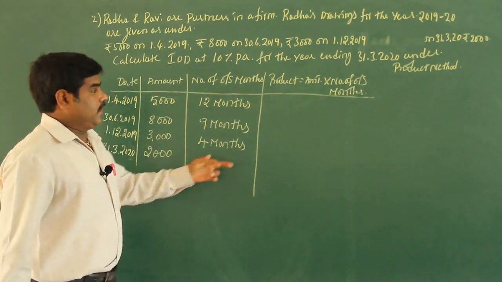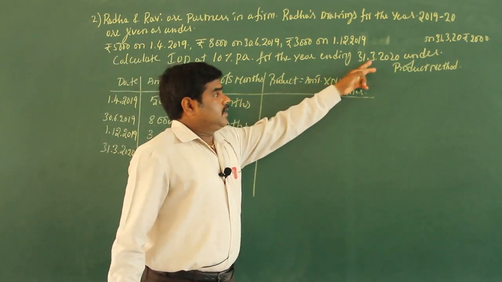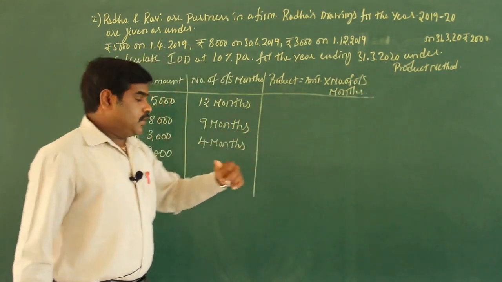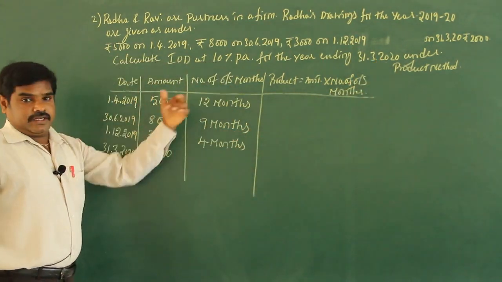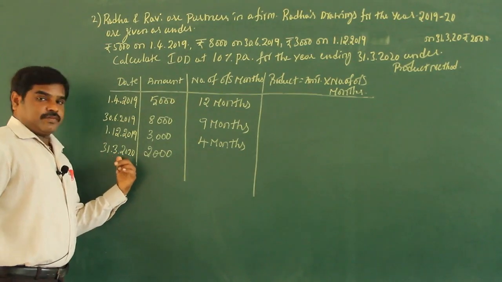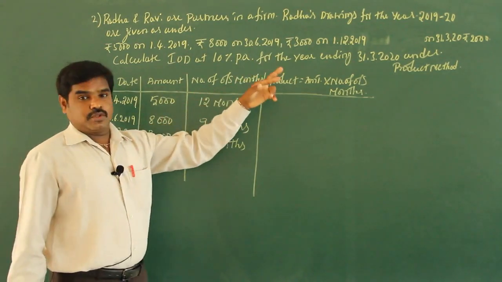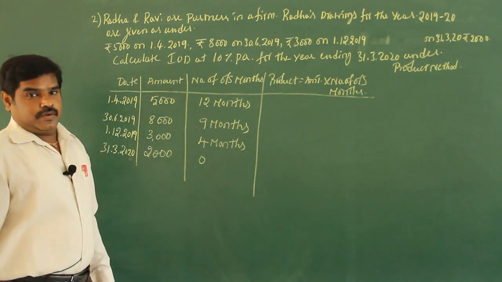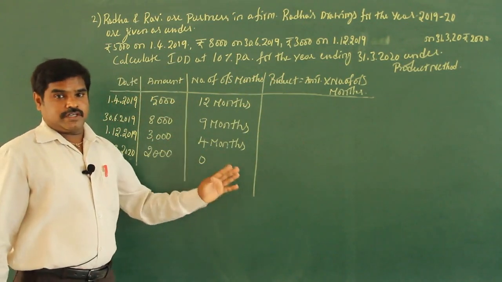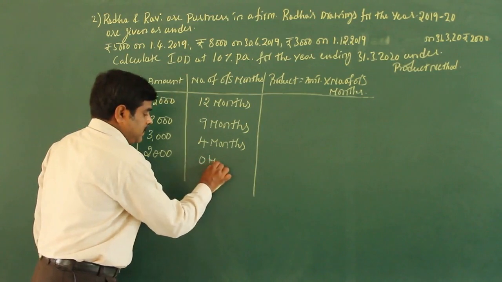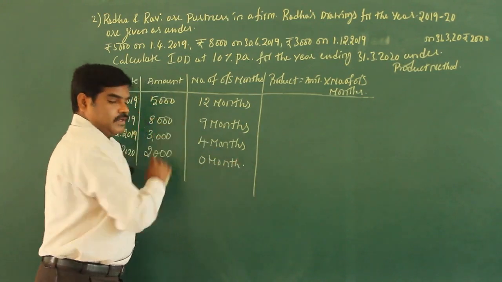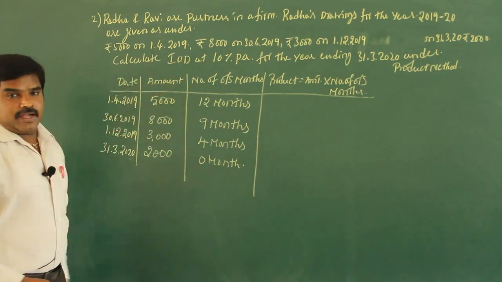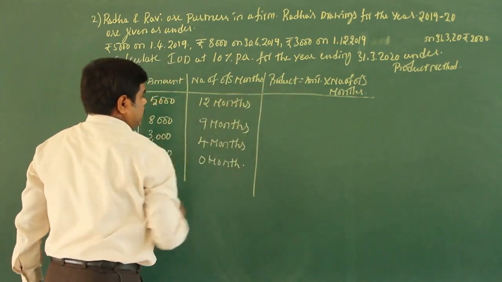31st March 2020 is the accounting year end. So with the same date, 31st March 2020 to 31st March 2020, the number of months will be 0. Same day money is drawn, therefore interest should not be payable, so it will be 0 months. After calculating the number of outstanding months, now multiply to find the product.